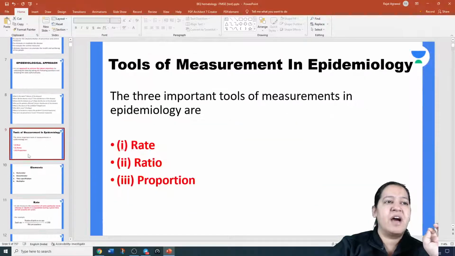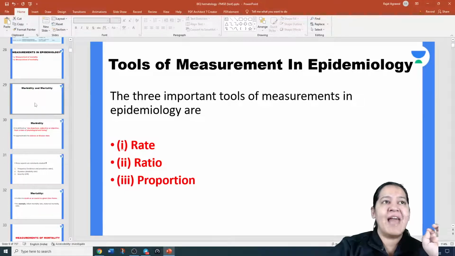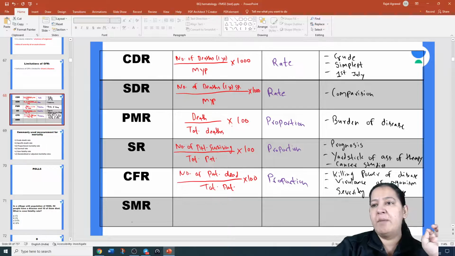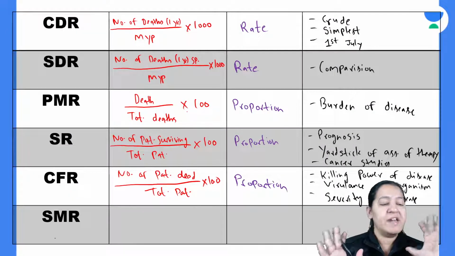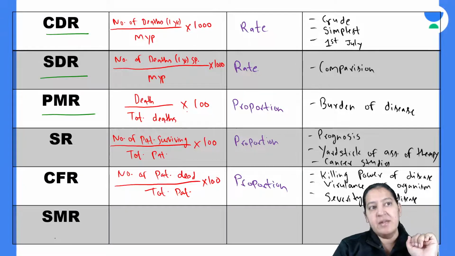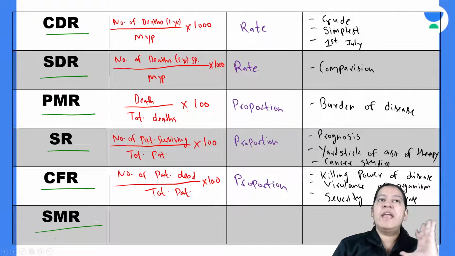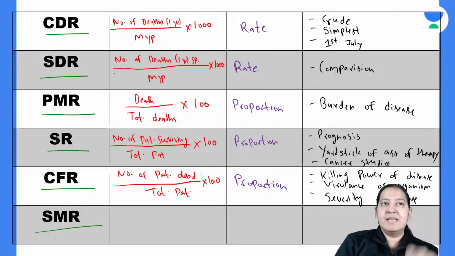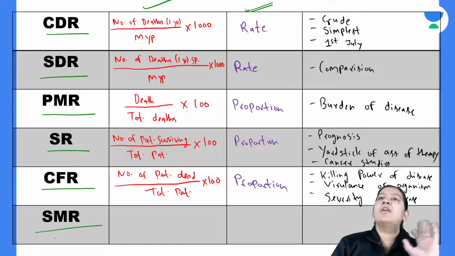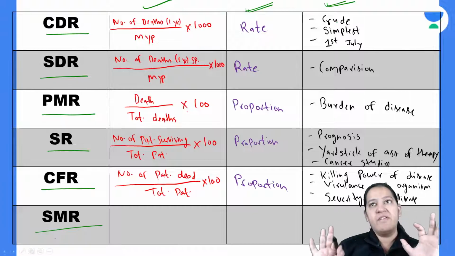After that, we started the measurements of mortality and measurements of morbidity. You know the difference between mortality and morbidity, right? We have completed the measurements of mortality. There are 6 measures of mortality: crude death rate, CDR; specific death rate, SDR; proportional mortality rate, PMR; survival rate, SR; case fatality rate, CFR; and standardized mortality rate, SMR. In each of these, you should know the formula, whether it is a rate, ratio, or proportion, and some important points regarding it. We have already covered this table.